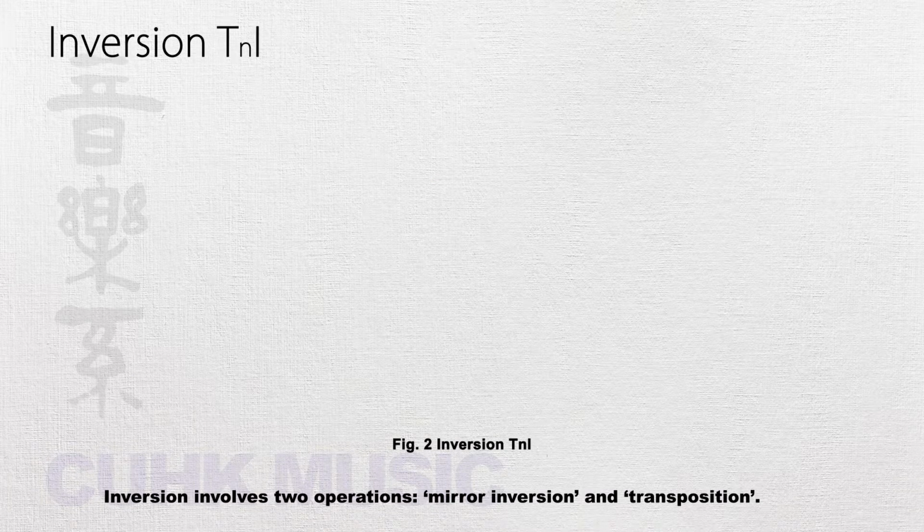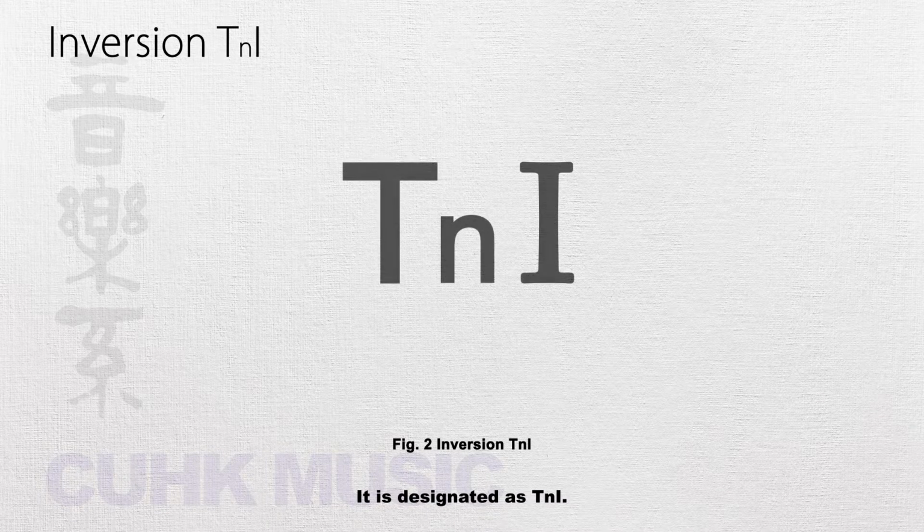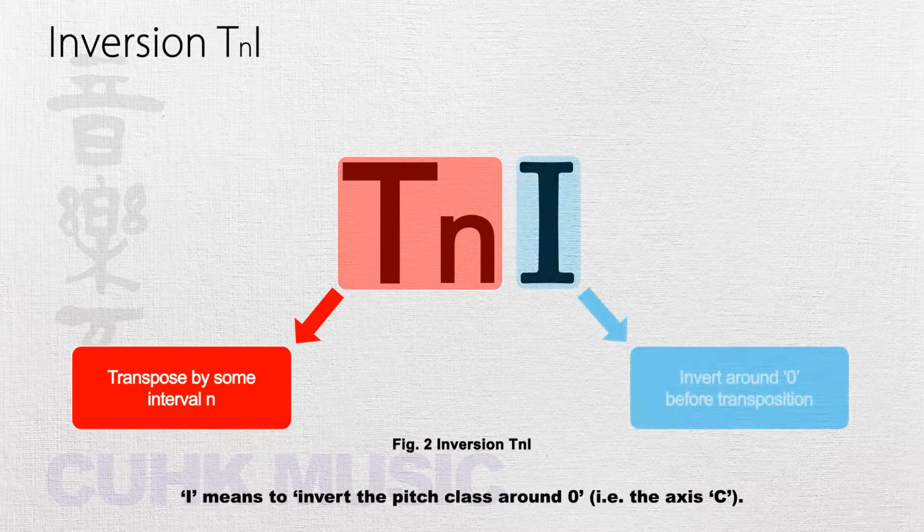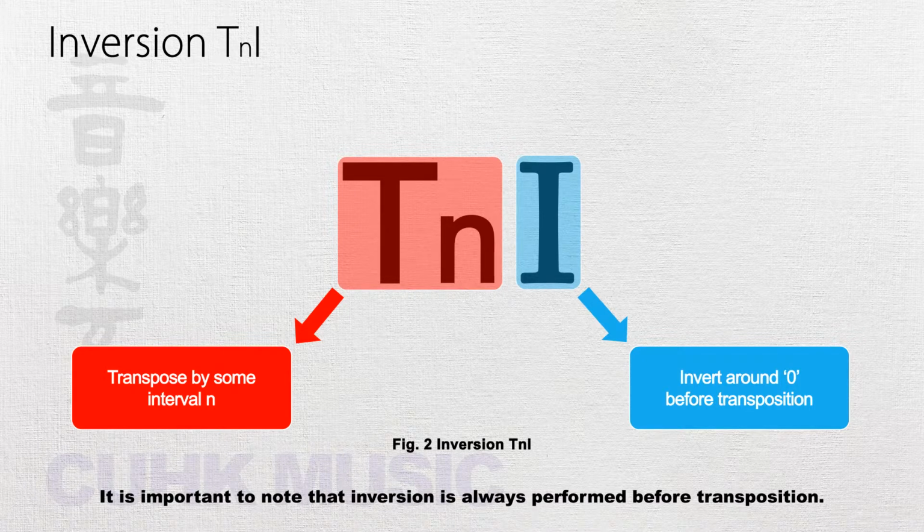Inversion involves two operations: mirror inversion and transposition. It is designated as TnI. Tn means to transpose the pitch class by n semitones. I means to invert the pitch class around 0, in other words, the axis C. It is important to note that inversion is always performed before transposition.